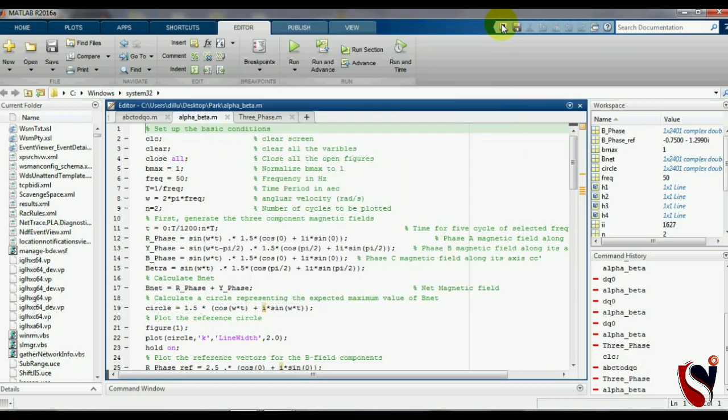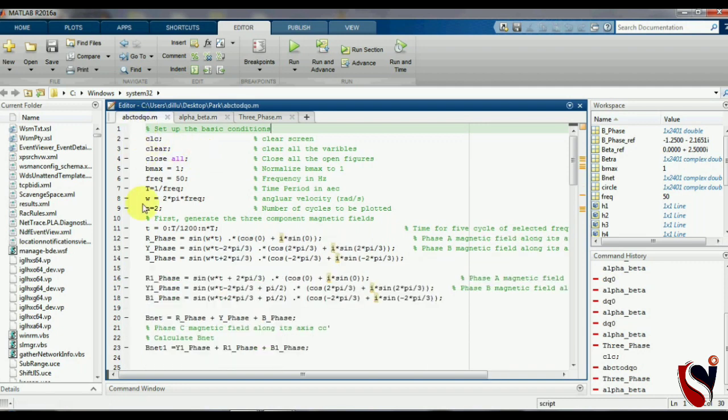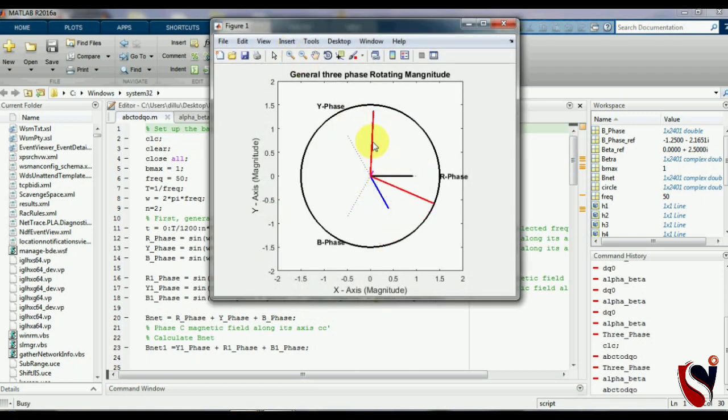Now, alpha beta is still operated on an alternating quantity. So next is the ABC to dq0 theory. So I am going to run this program. So you can see the 3 ABC phases, and it converts to dq. This is the direct quantity and this is the quadrature, and the angle between them is 90 degrees. This is called the DC magnitude, and it continues to rotate because it operates on DC values, and the angle between both always remains 90 degrees.